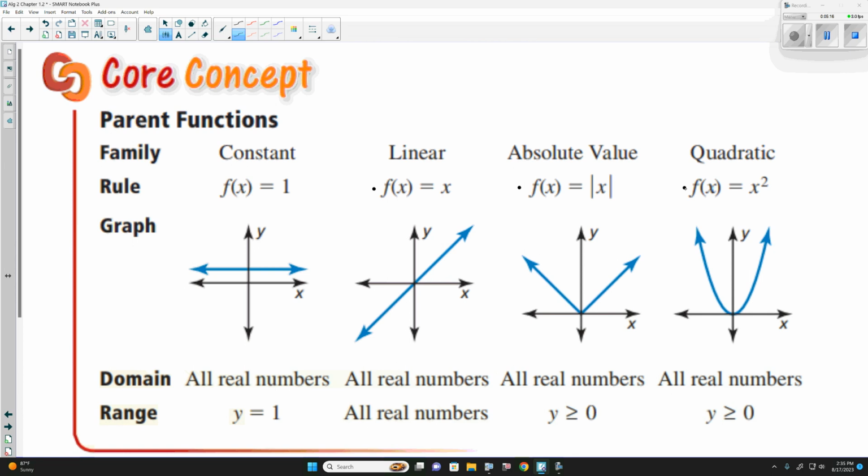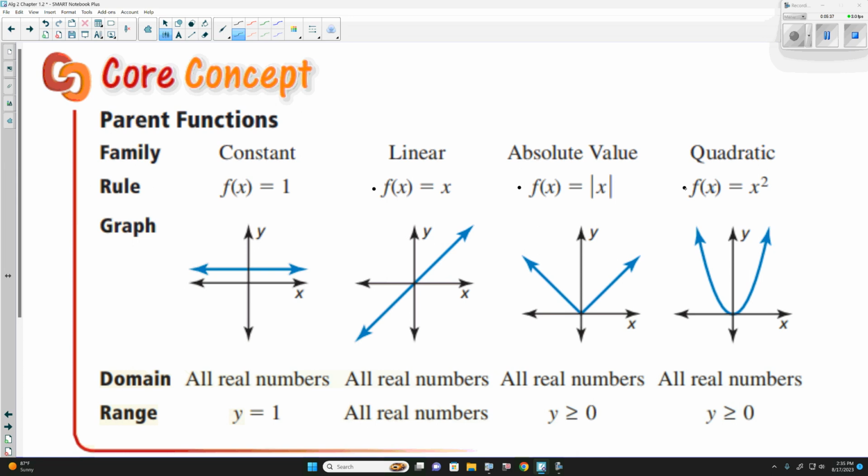That is the simplest version of each one. Now, part of the reason we call it the parent function is because any other linear function is going to look similar to this one. It's just going to be changed in one way or the other. Same with absolute value, same with quadratics. It's similar to how we look like our parents because we came from them.